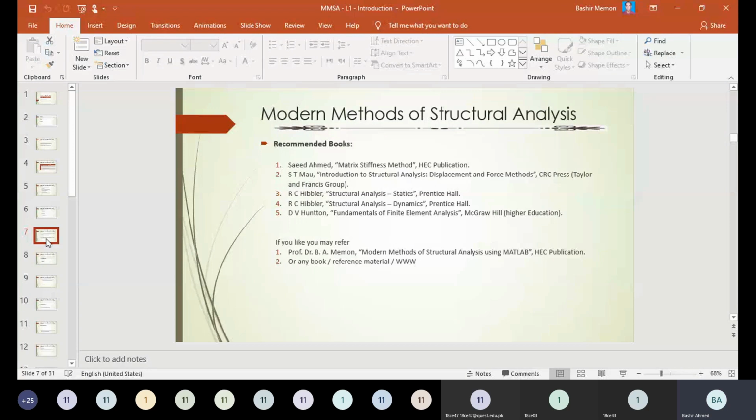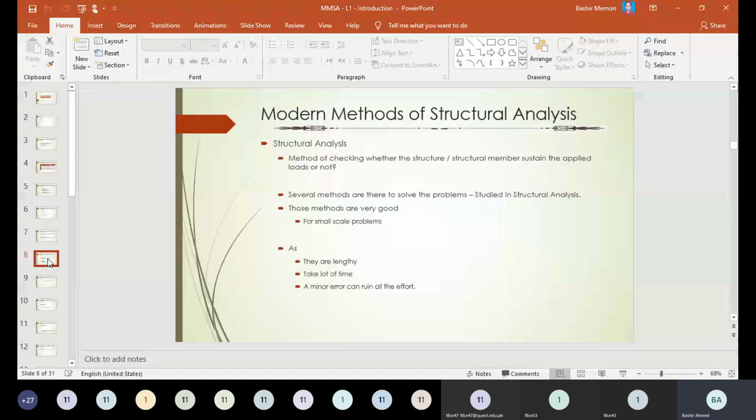Let's recall, what was structural analysis? Anybody want to communicate? What was structural analysis? So it's even written, it's a method of checking whether the structure or a structural member sustains the applied loads or not.